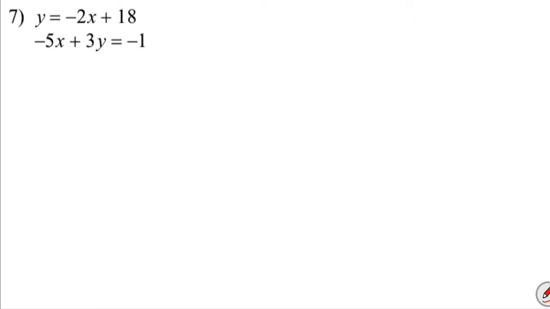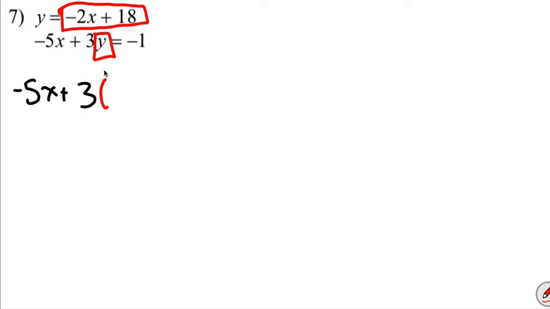Two more. Number 7, y equals negative 2x plus 18. I'm plugging that in here for y. So, let's see what we get. Negative 5x plus 3. I'm not writing y, I don't want to write 3y. I want to replace the y with something that I know about y. Well, I know y is negative 2x plus 18 equals negative 1.